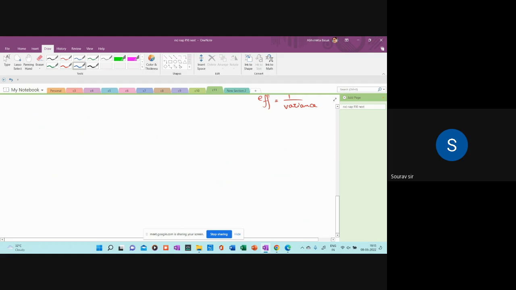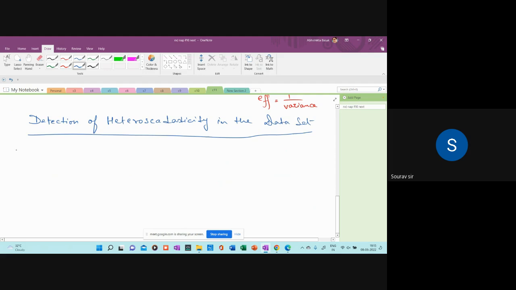So there are many tests for detecting heteroskedasticity. So detection of heteroskedasticity in a dataset will be our next topic. Detection of heteroskedasticity in the data set.